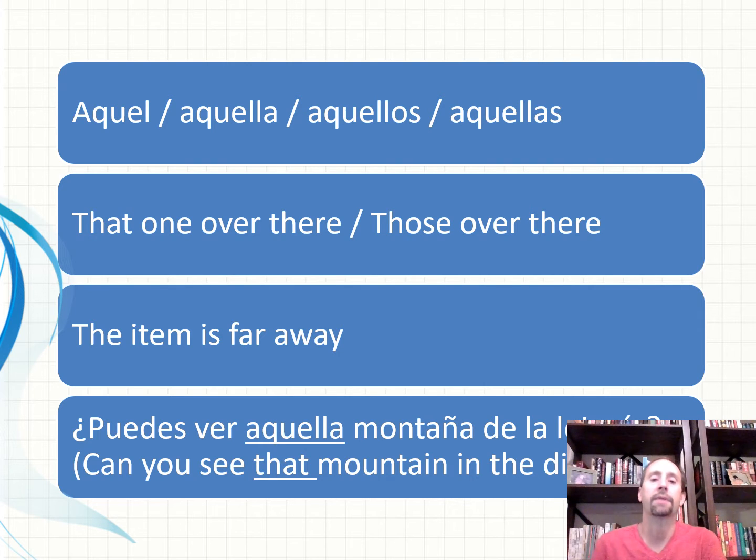All right, up next we've got that one over there, or those over there. Here the item or items that we're talking about are far away from both the speaker and the person listening. Again, in Spanish, we've got four forms: aquel, aquella, aquellos, and aquellas. And again, notice that the masculine singular version is different than the other forms. So here's an example. ¿Puedes ver aquella montaña en la lejanía? Can you see that mountain in the distance?